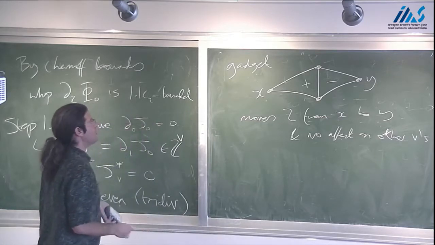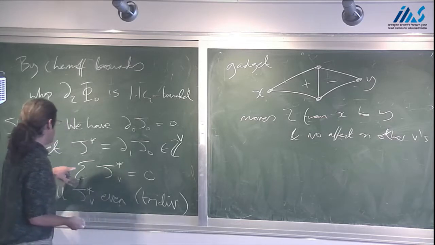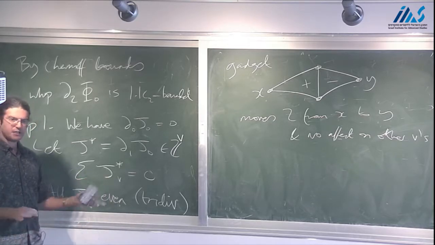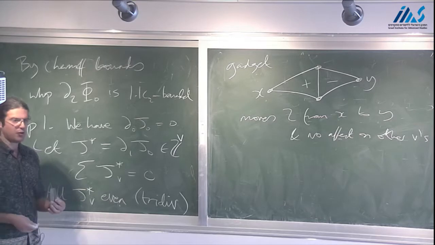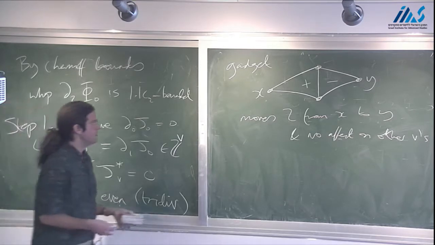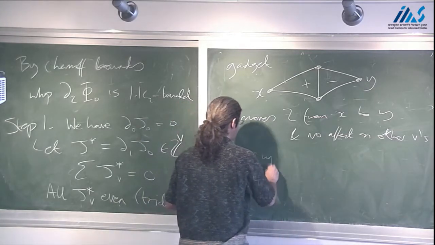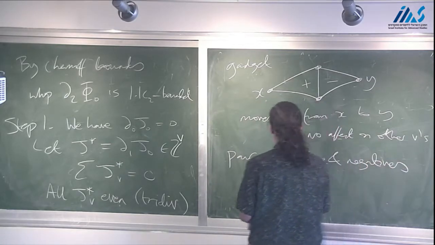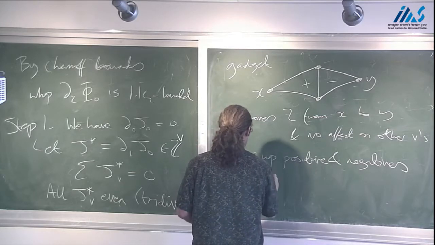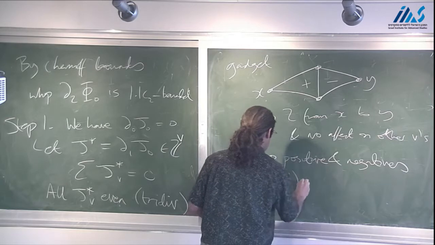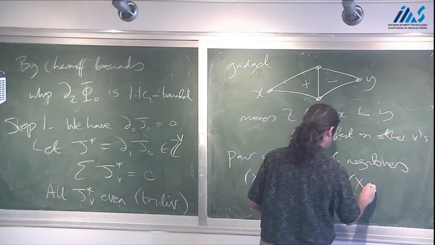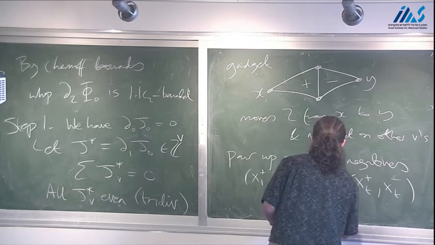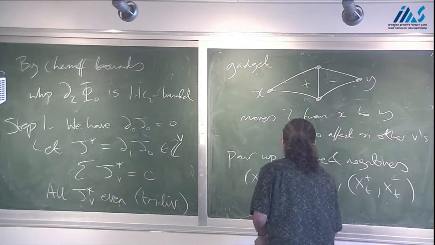Okay, so what do we do? We go along and pair up the values arbitrarily. We have the positive ones and the negative ones, and they have equal sum when we take out the sign from the negative ones. And we just pair them up: positives and negatives. Say x1 plus, x1 minus, up to xt plus, xt minus. So these are vertices with multiplicity.